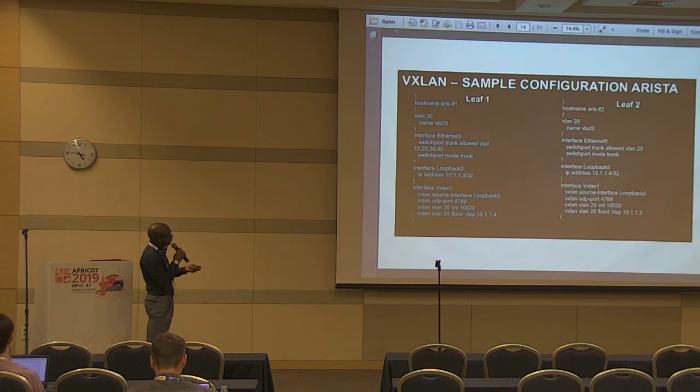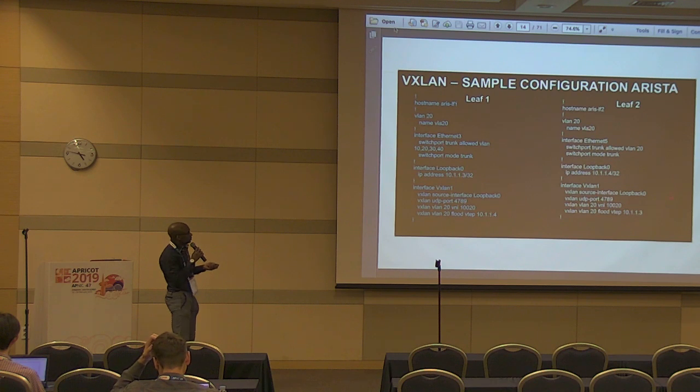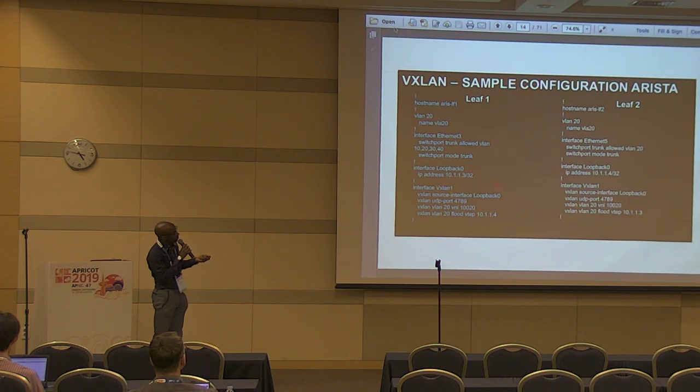UDP port 4789 doesn't need to be specified, as it is now the default on the Arista platform. And then, where am I sourcing my VXLAN packet from? Loopback 0. So you can see the IP addresses assigned to those loopback 0 interfaces in there.